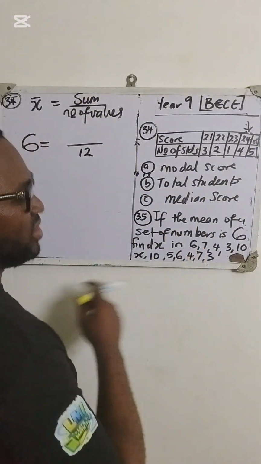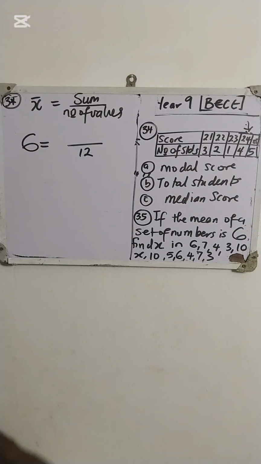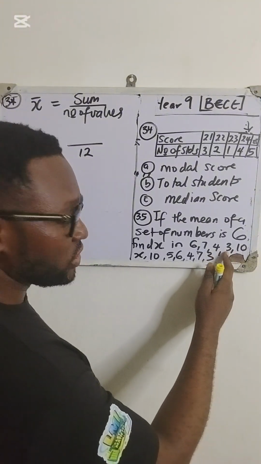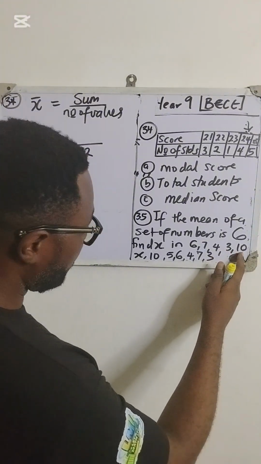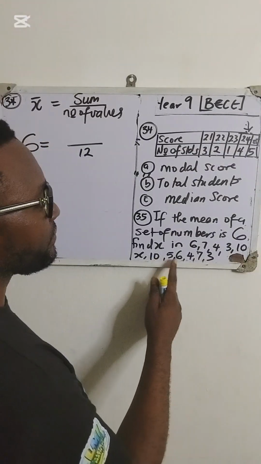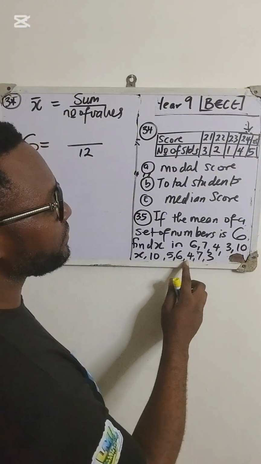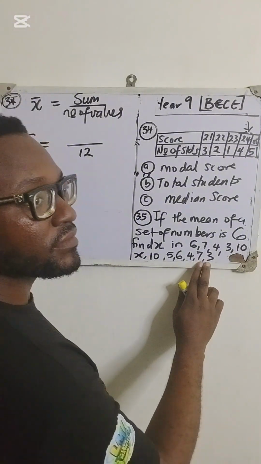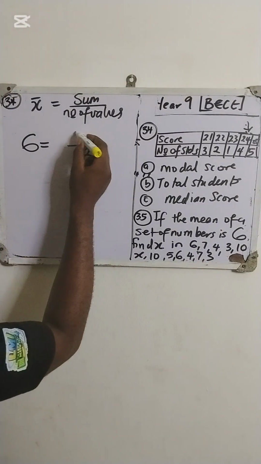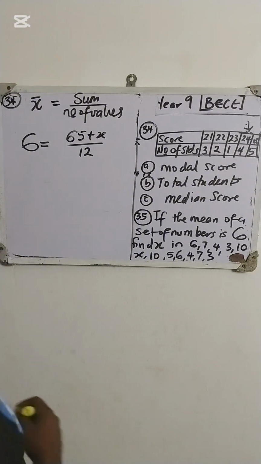Now let's sum what we have here. 6 plus 7. You can just use your calculator, okay? Calculator is allowed. 6 plus 7, 13. 13 plus 4, 17 plus 3, 20 plus 10, 30 plus another 10, 40 plus 5, 45. 45 plus 6, 51, 51 plus 4, 55, and 55 plus 10, 65, plus x. So we have 65 plus x here. Remember, x is also part of it. But we are looking for x.